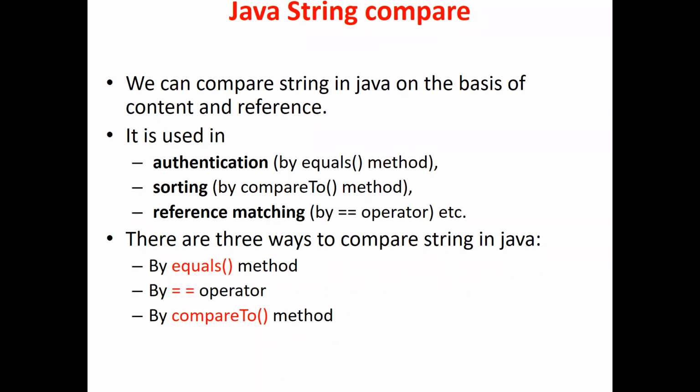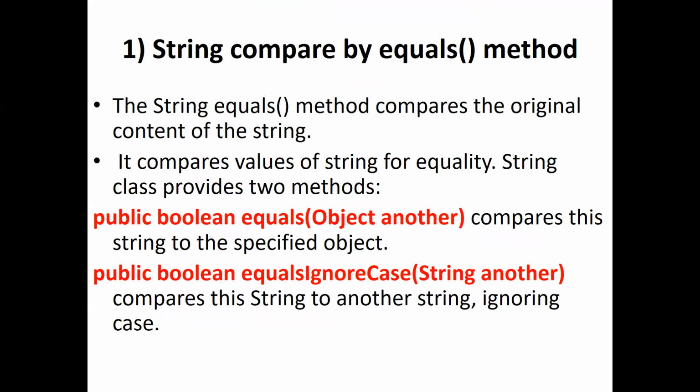Comparison also comes up in sorting, meaning which one is smaller and which one is higher. In such cases also, you have to compare. Also, if you want to compare references, it will come up. There are three ways to compare strings in Java. One is the equals method, another is the double equal operator, and the third is the compareTo method. By using these three ways, I can compare strings in Java. Let's go one by one.